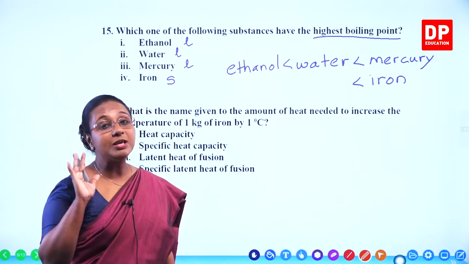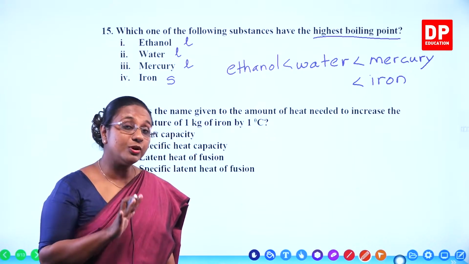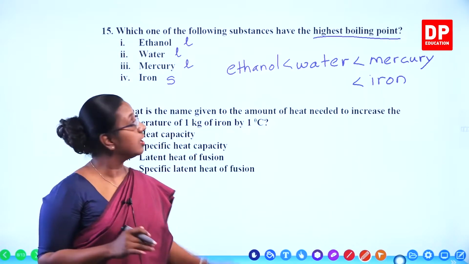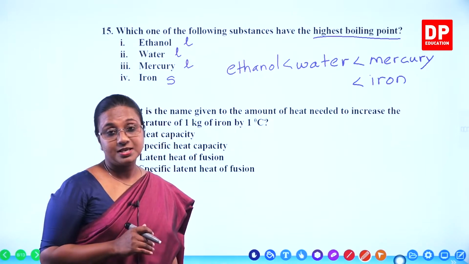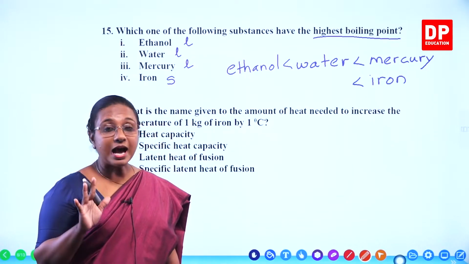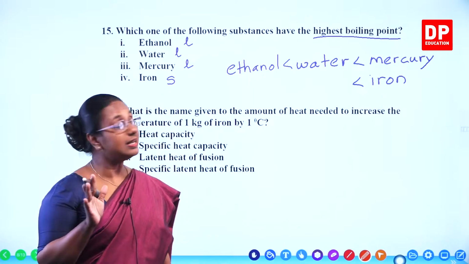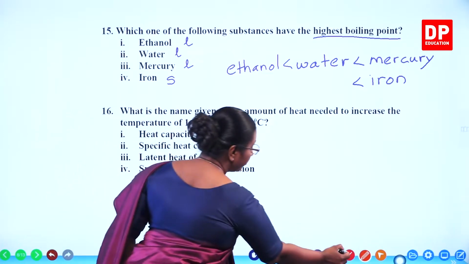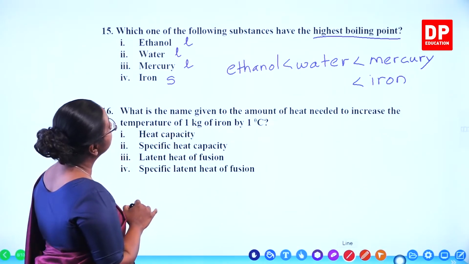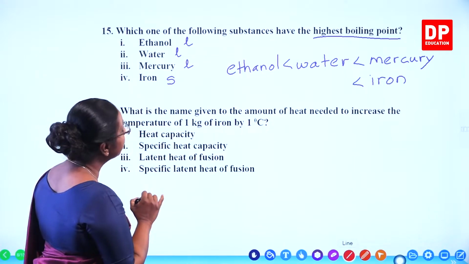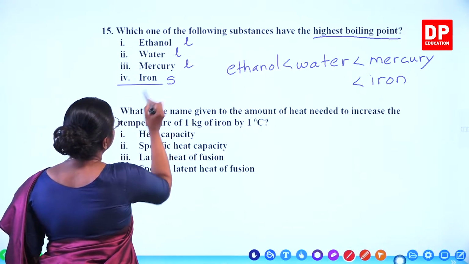So you all have to remember all these concepts. You don't have to memorize the values for all these substances. Water you all know, but the others you all have to understand the concept. So according to the question, which one of the following substances have the highest boiling point? It has to be iron.